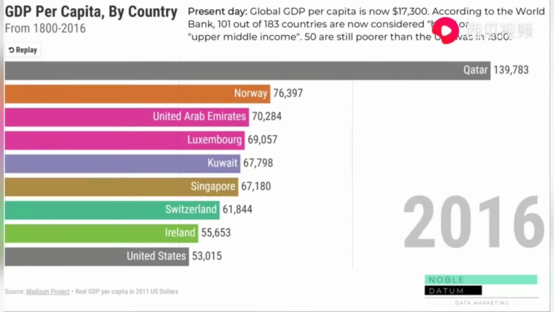Global GDP per capita is now $17,300. According to the World Bank, 101 out of 183 countries are now considered high or upper middle income. But 50 are still poorer than the US was at the beginning of this video in 1800.